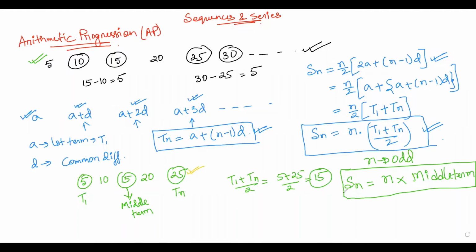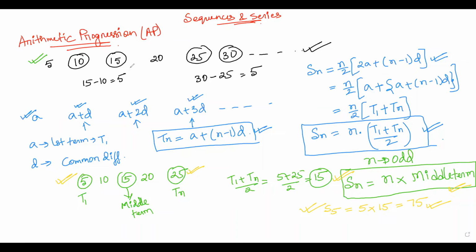So for this series, the sum of the 5 terms can be written directly as n, that is 5 into the middle term, which is 15. So that is 75, which we can also verify by simply adding these 5 numbers. And we can see 5 plus 10 plus 15 plus 20 plus 25 is also 75. So when the number of terms in an AP series is odd, in that case, the sum of n terms can be written directly as n times the middle term.